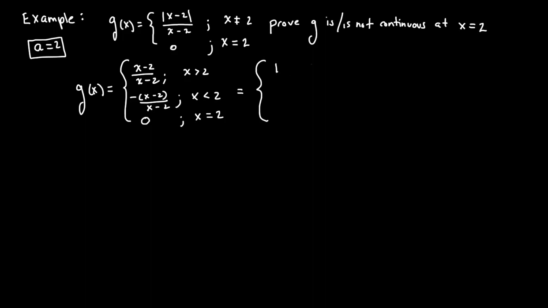So the function g is equal to 1 when x is greater than 2. The function g is equal to negative 1 provided x is less than 2. And then the function is equal to 0 provided that x equals 2.